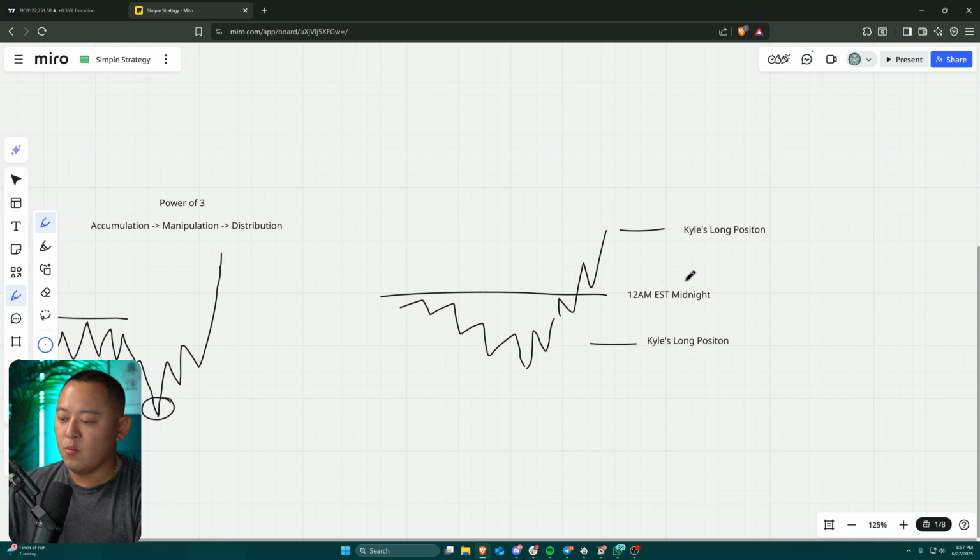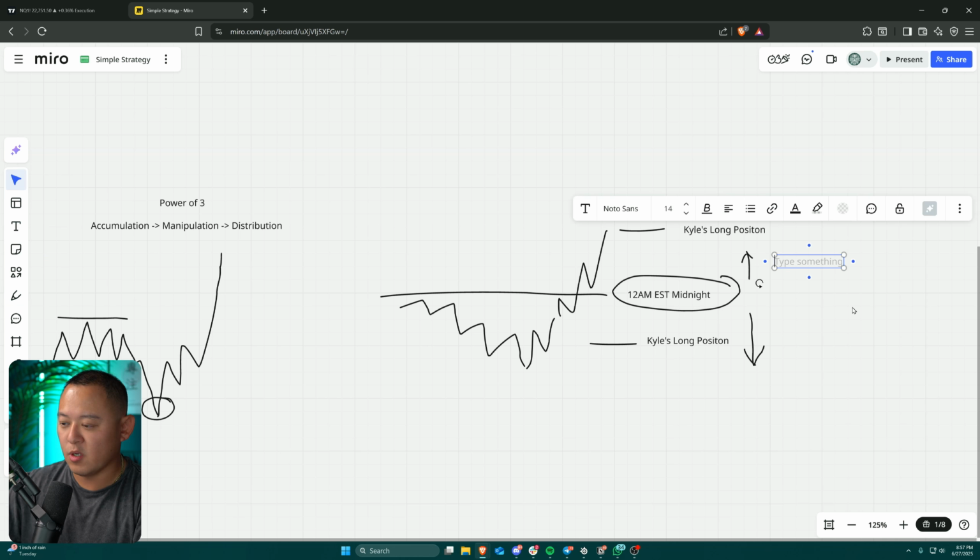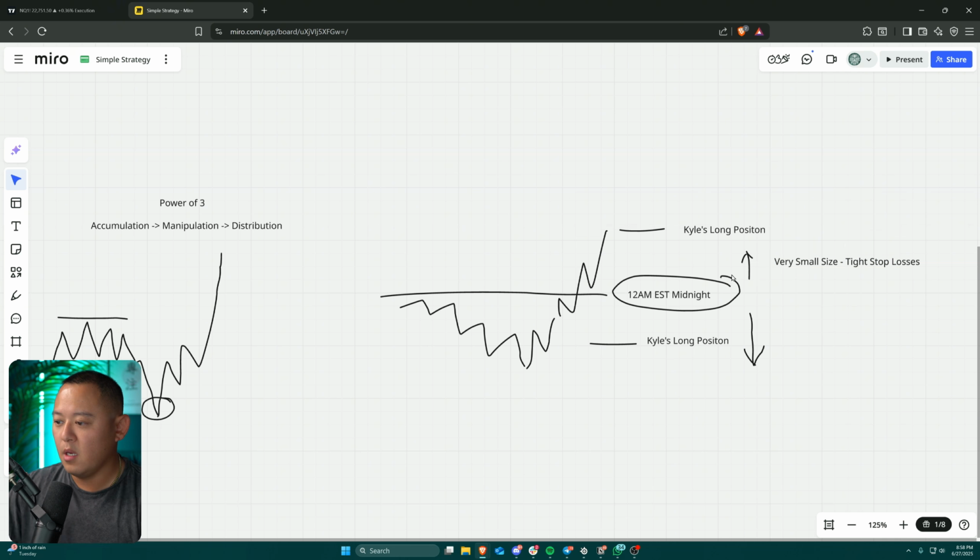So when I'm looking at the actual price, the closer I can get to midnight open or below, that's when I'm interested in price action if I'm bullish. And if it's above, I trade with very small size or tight stop losses, because I know that the risk to reward is not as favorable as if I were to position myself down here.